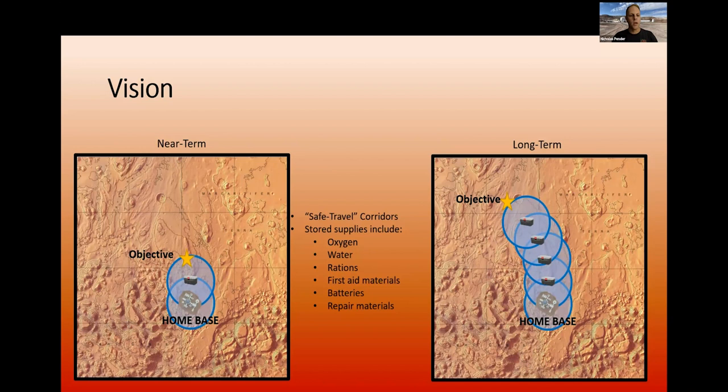For the focus at MDRS, we had one cache, given the cost of resources to develop it. We really just needed to start with one model and see how it performs out in the field. That way we know what works and does not work, and can then scale up later on. Inside the cache, we were storing little oxygen canisters, water in the form of hydration bladders, energy gel packs, first aid materials, batteries, and repair materials, like duct tape.